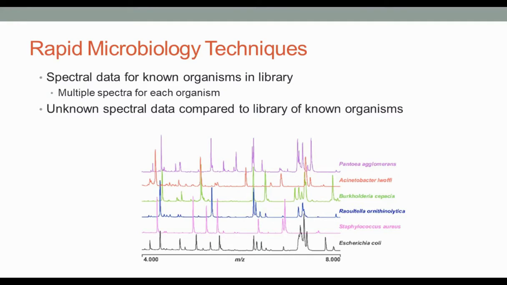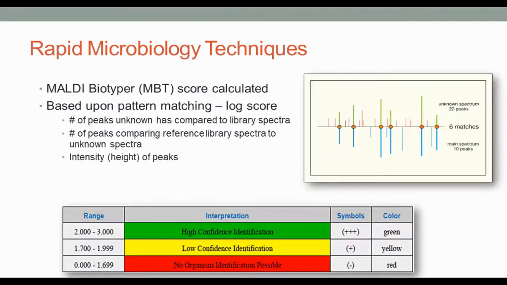In the Multitof software, there is spectral data for hundreds of different organisms. For each species, there are multiple spectra. This allows various strains of the same species to be identified. You can see from the spectral data shown here that each species has its own unique pattern based upon the particle size and intensity. The Multitof software uses an algorithm to calculate a Multitof biotyper score.